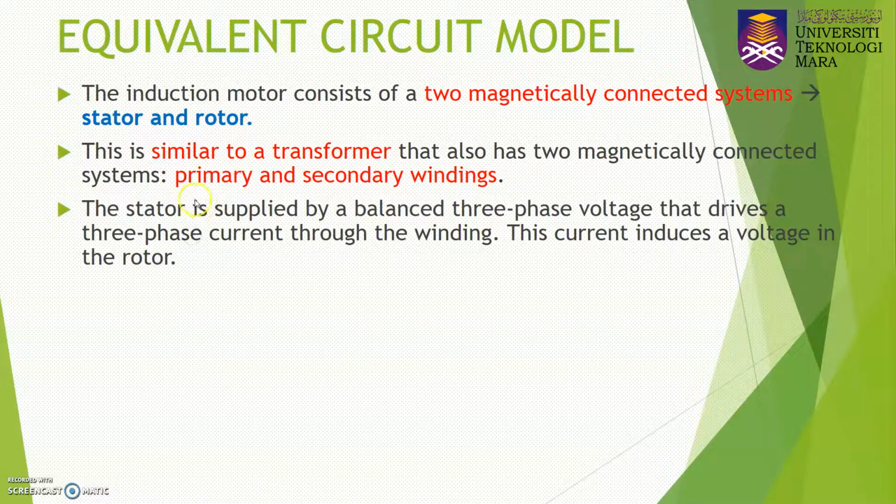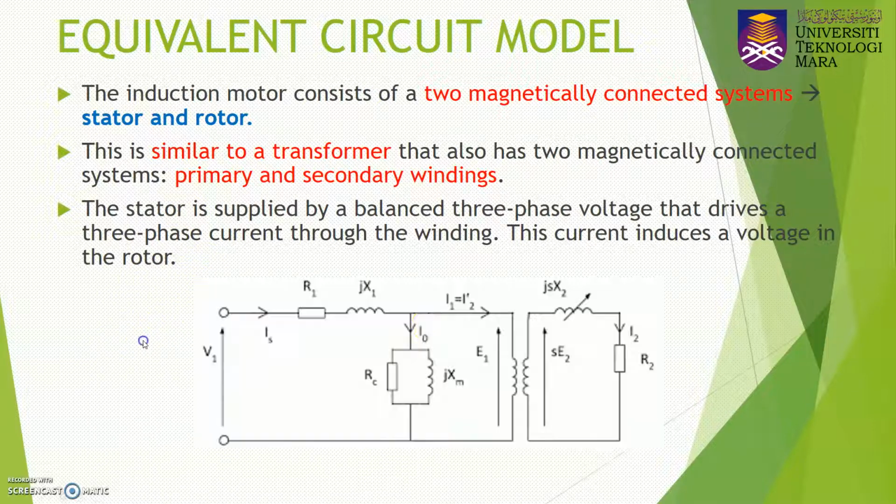In the induction machine, the stator is supplied by a balanced three-phase voltage. The voltage drives a three-phase current through the stator winding, and the three-phase current in the stator winding then induces a voltage in the rotor. This is the basic operating principle of the induction machine that you learned in the previous video.